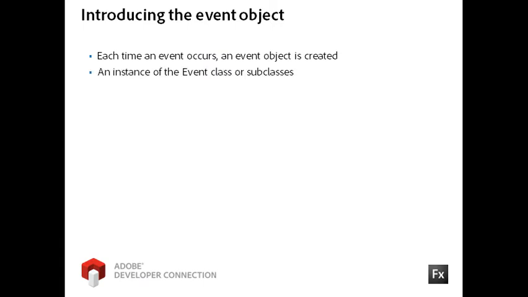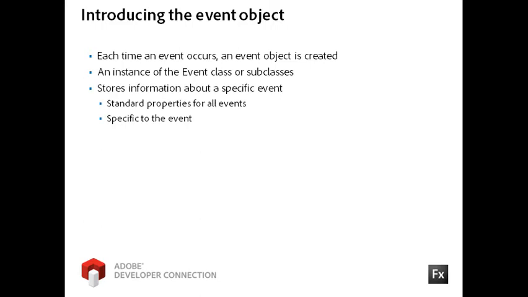Every time an event is fired, an event object is created. Each event is an instance of the Flex framework's event class or one of its subclasses and stores information about the specific event. Some of the properties in the event object are standard properties for all events, and others are specific to the event that occurs. Passing the event object to the event listener is optional. If you do choose to use the event object, you pass it as an argument to the event handler.